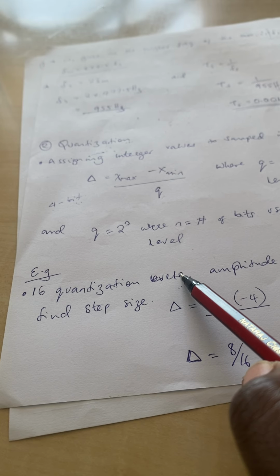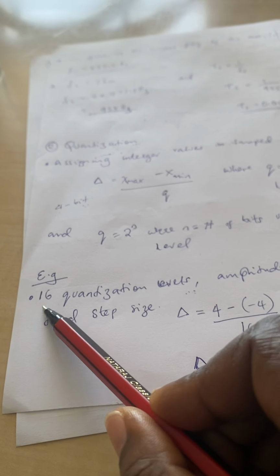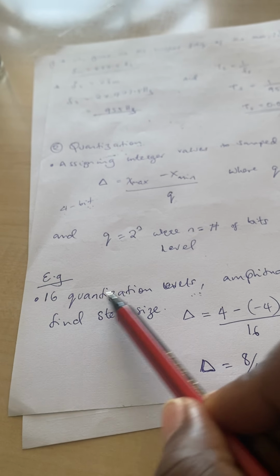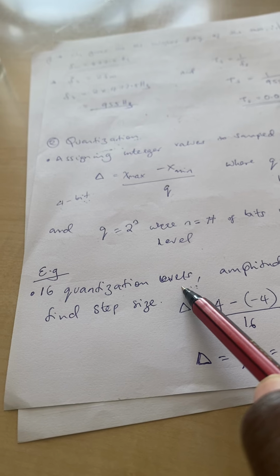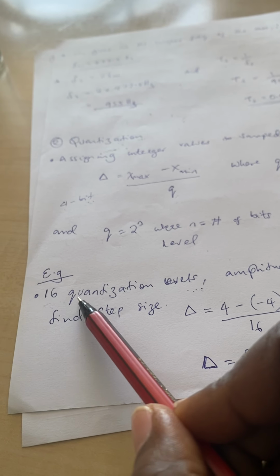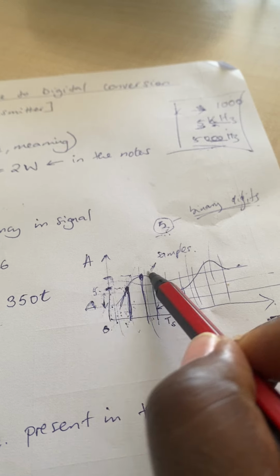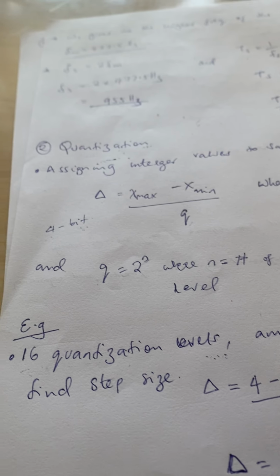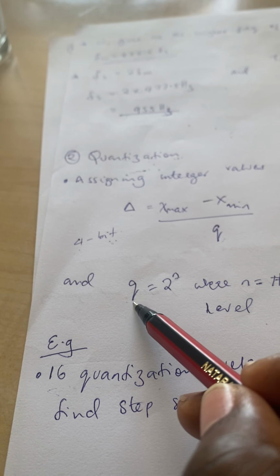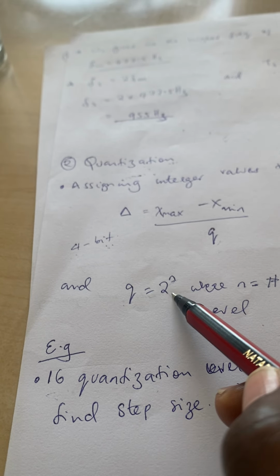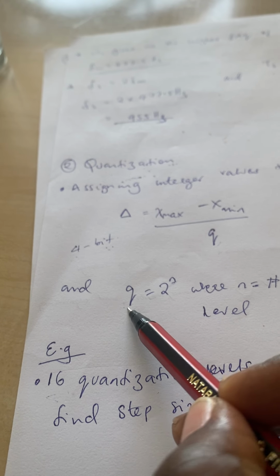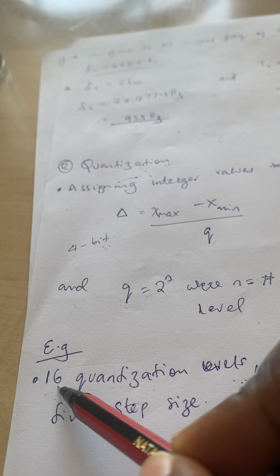So it said something like a PCM system uses 16 quantization levels. What does that mean? That these lines here, the horizontal lines, are 16 of them. If you've already been told that the horizontal lines are 16 of them, it simply means that you have already been given your Q. So you don't need to use this formula to solve Q. You already know that Q is equal to 16.